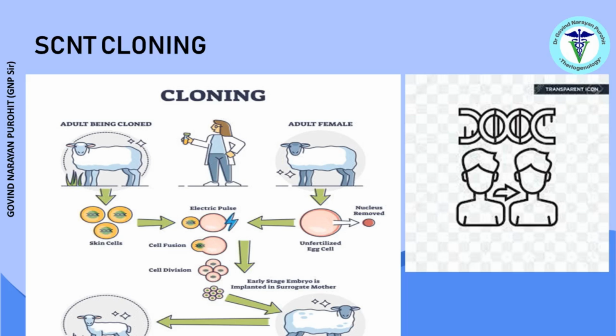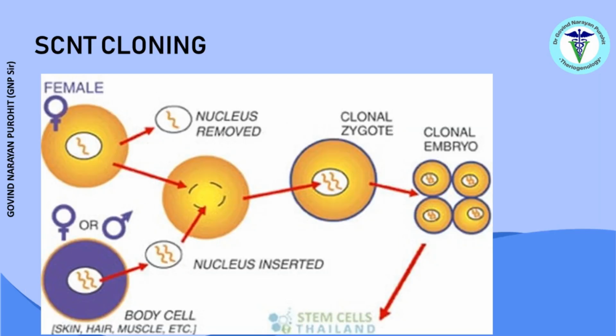Somatic cell nuclear transfer, SCNT, cloning involves transferring the nucleus of a somatic cell into an egg cell from which the nucleus has been removed. This process can create a clone of the adult organism. The process begins with the removal of the nucleus from a female egg cell. The nucleus from a somatic cell is then inserted into the egg cell, creating a clonal zygote, which develops into a clonal embryo.